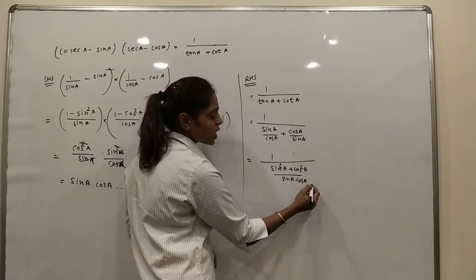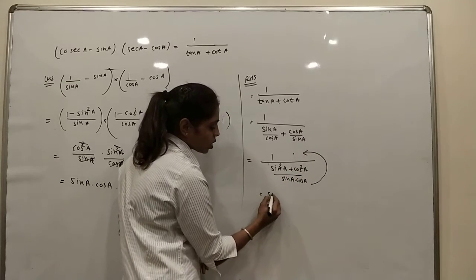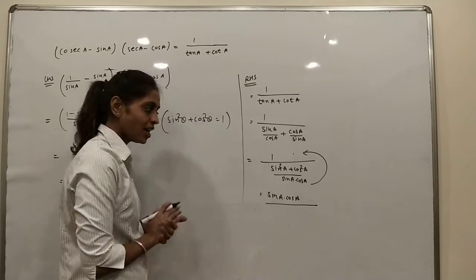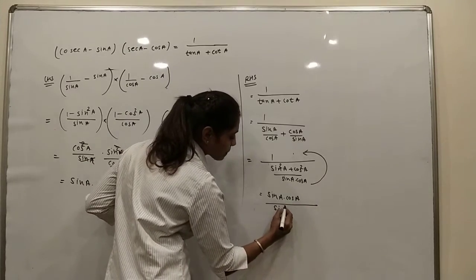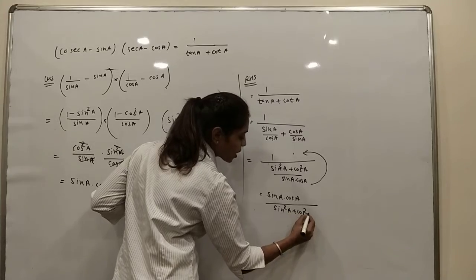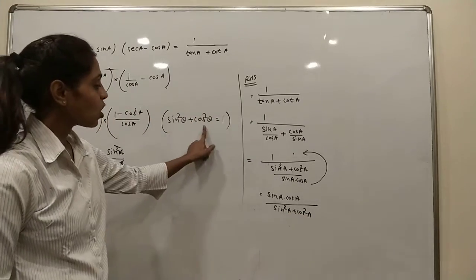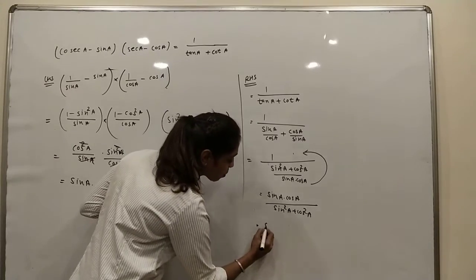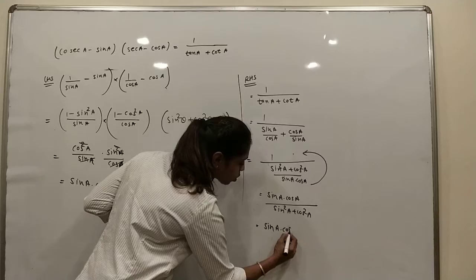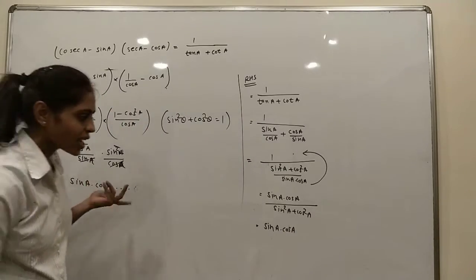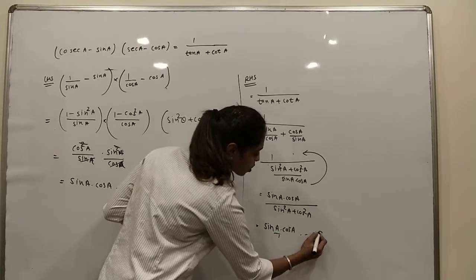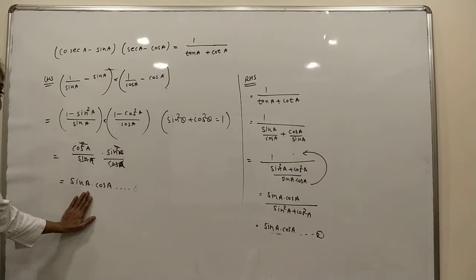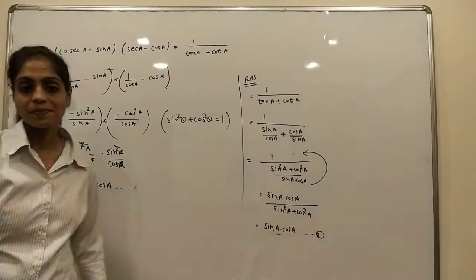Now the denominator becomes the numerator. So sin A into cos A in the numerator and in the denominator sin square A plus cos square A. But sin square theta plus cos square theta is 1, so the denominator is 1. So the numerator sin A into cos A upon 1 is just sin A into cos A, which is number 2. So 1 and 2 both are the same, hence it's proved. Okay.